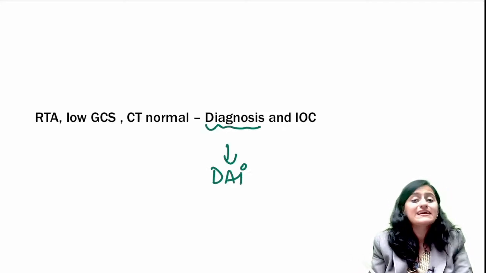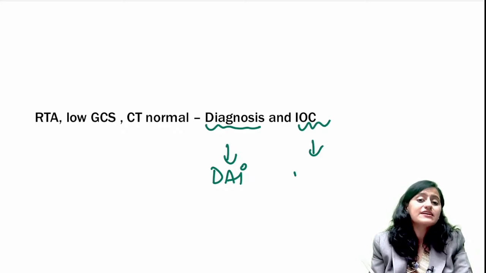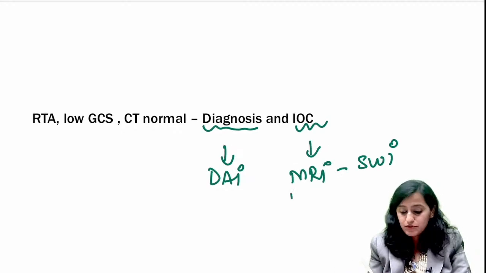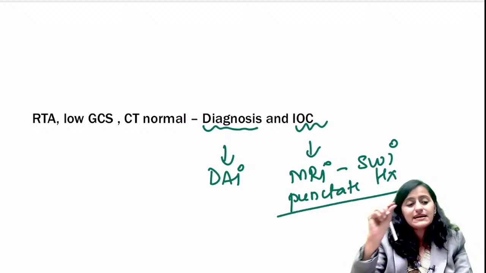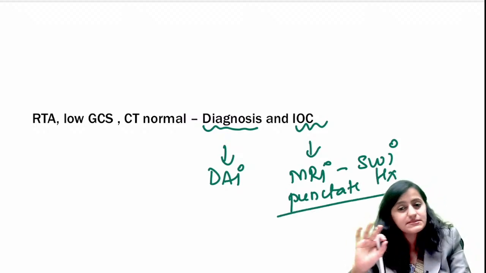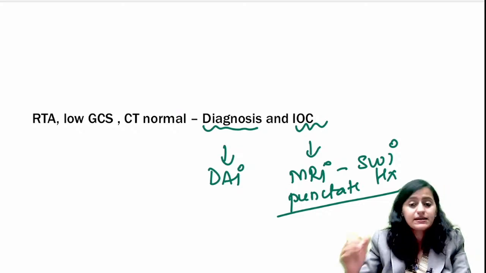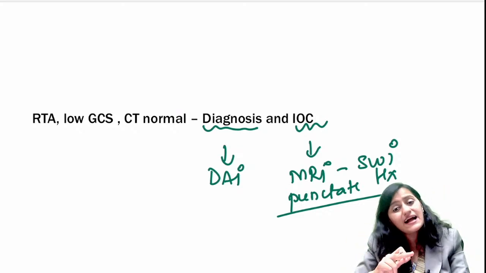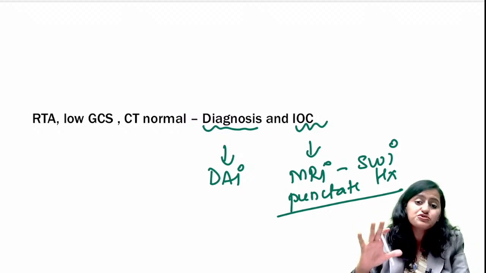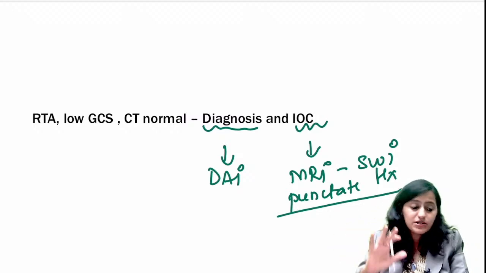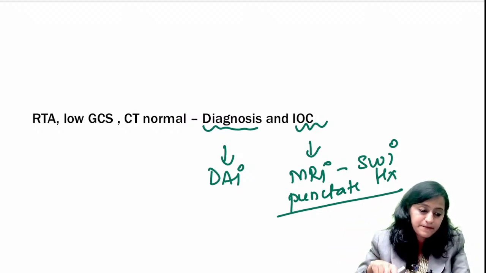Diffuse axonal injury. Correct. And what is the investigation of choice? MRI. What sequence in MRI? SWI, to look for the punctate hemorrhages, right? The tiny petechial hemorrhages are better seen on SWI MRI. So remember, for DAI, it is MRI. Otherwise, in any patient of head trauma, the first you do is CT and not MRI.